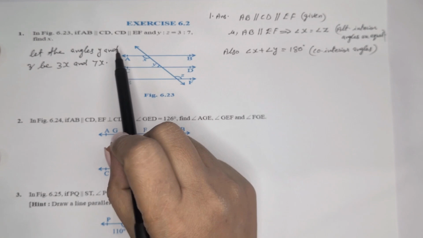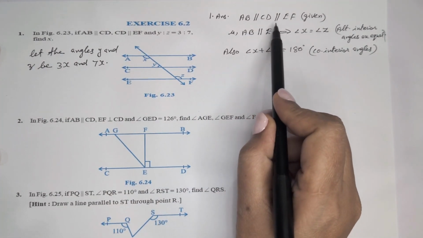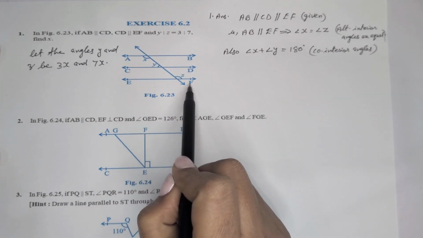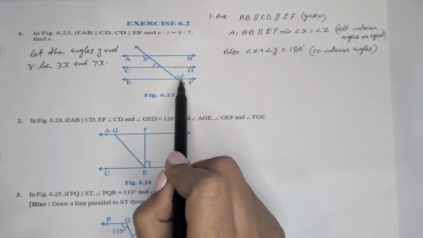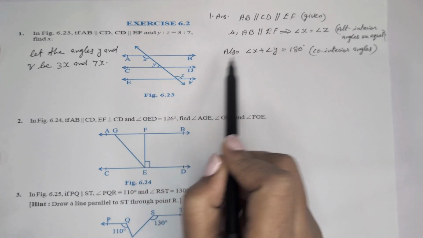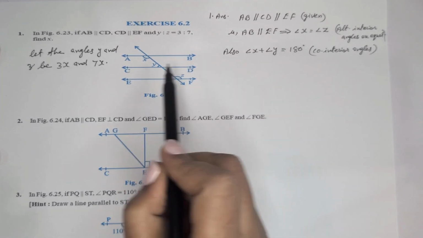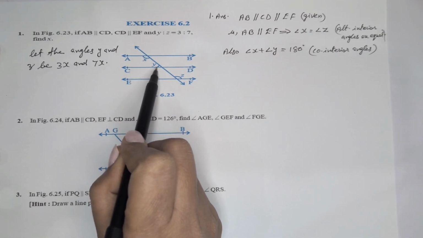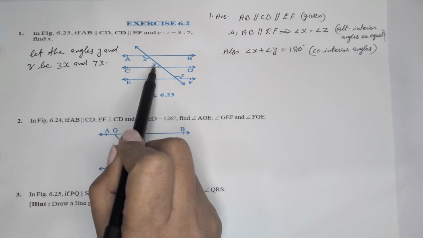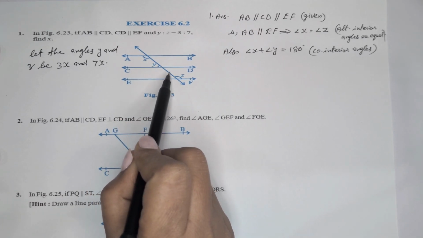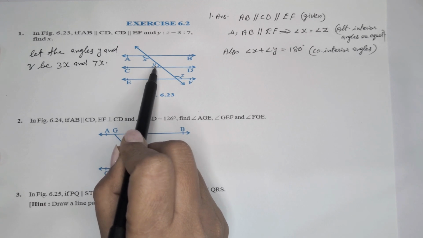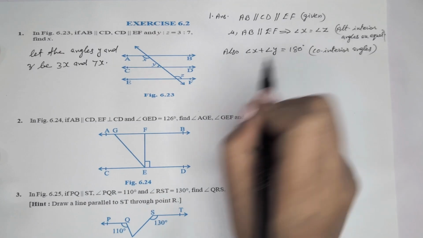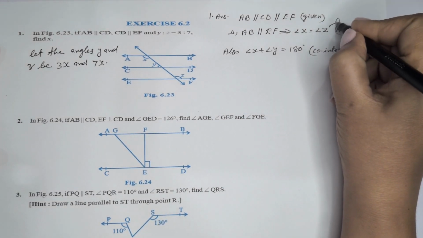So here we can write all these three lines are parallel. AB parallel to CD parallel to EF, that is given here. And if AB parallel to EF, then angle x is equal to angle z. Alternate interior angles are equal, using that. And again here x plus y is equal to 180 degree. These co-interior angles are supplementary, which means angles on the same side of the transversal, when added, give 180 degree. So angle x plus angle y is equal to 180. This we can call equation number 1.